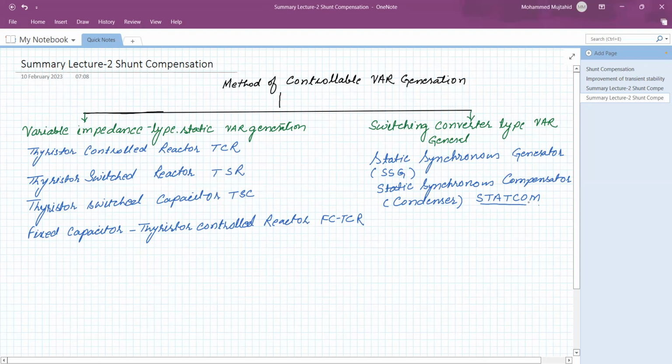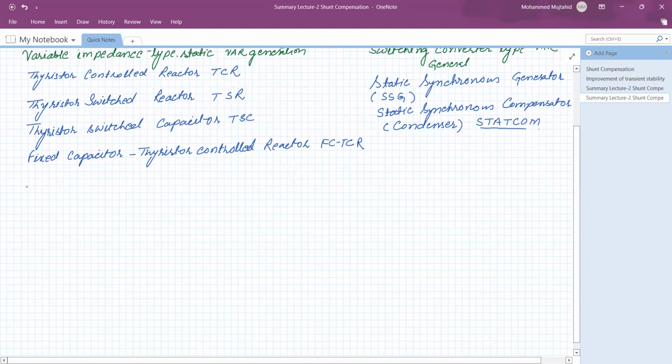So in short, we will see the way by which we can vary the VAR generation. It is quite simple: when there is an inductor, and when there is a capacitor.